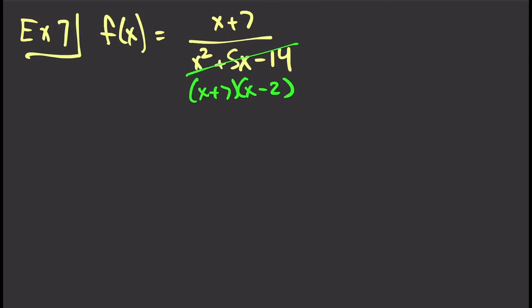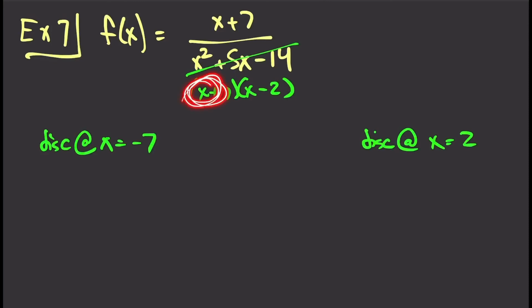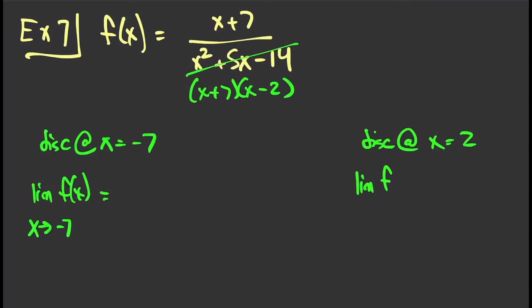And I think it's easy to see that I have discontinuity at x equals negative 7. I'm going to write over here, and you'll see why in a second. I also have discontinuity at x equals 2. So there's two places that I have discontinuity: when x is negative 7, because that'll make this 0, and when x is 2, because that'll make that 0. So what comes next? Well, I've got to take the limit. If there's two places where we have discontinuity, that means we have to take two limits. This one's going to be the limit of f of x as x approaches negative 7. And over here, I've got the limit of f of x as x approaches 2.